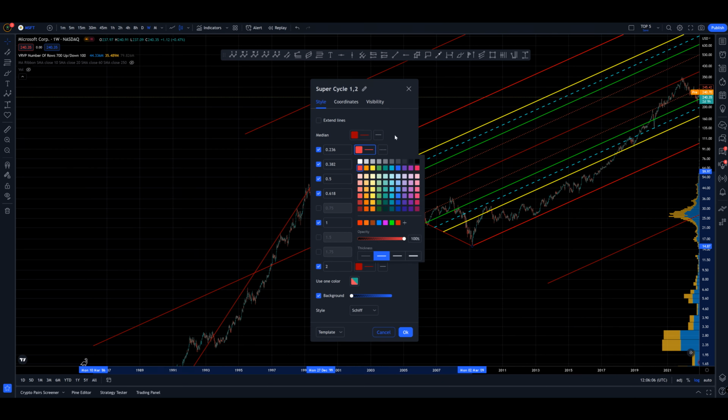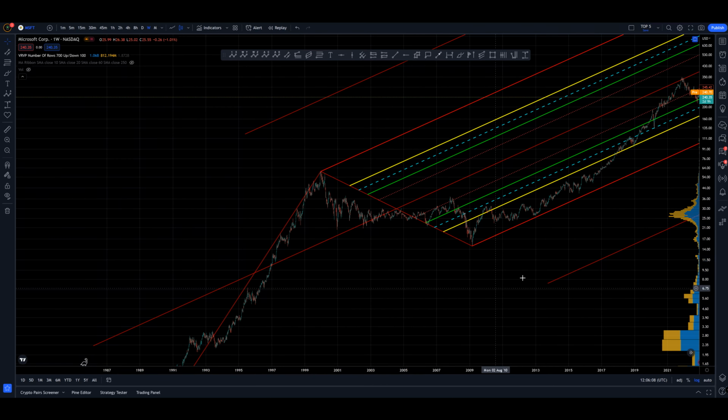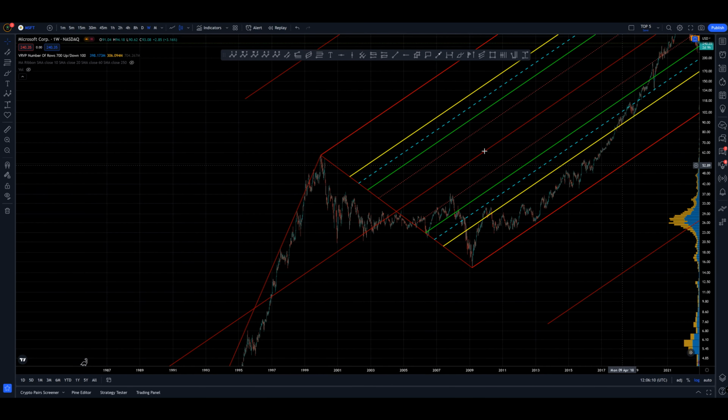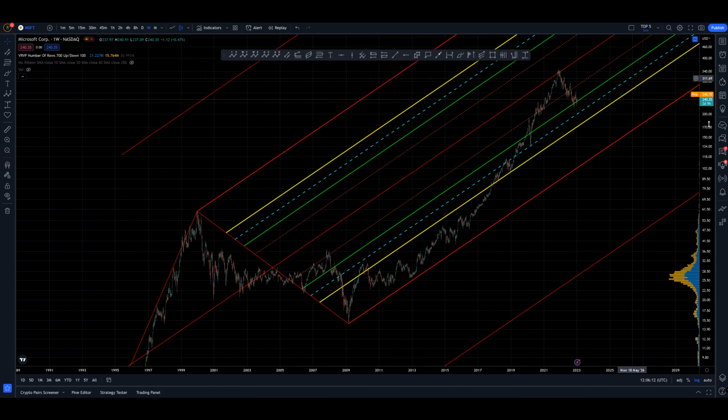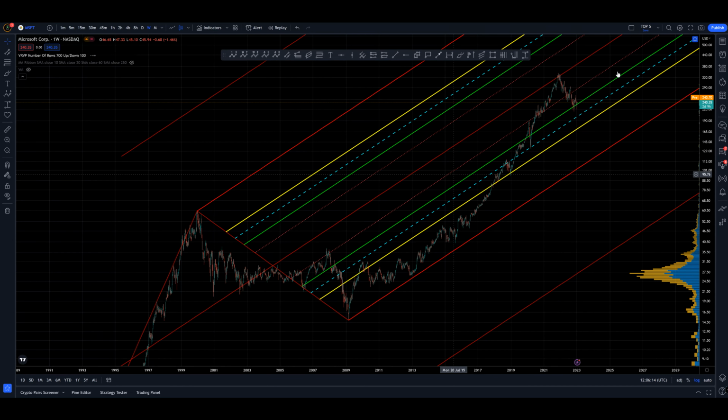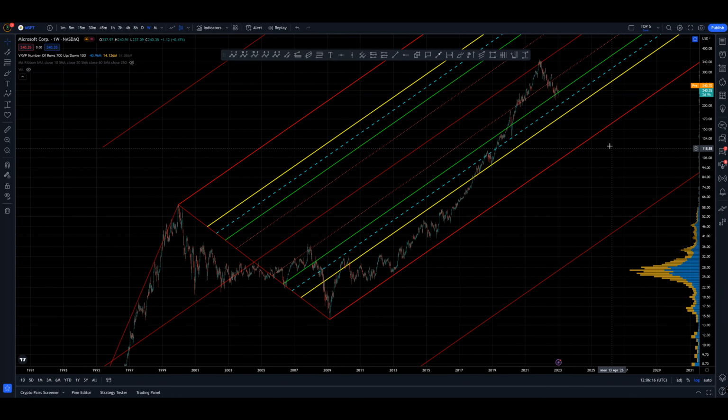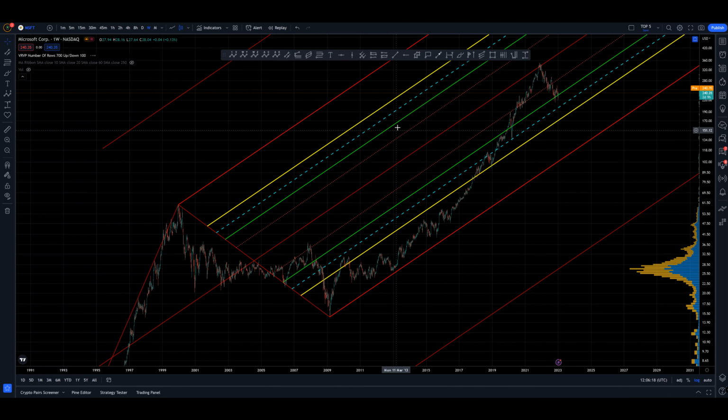Changes my little red spotted line. Okay, so it gives us a little bit more subdivision, or well, not subdivision. What am I talking about? More of a fractal nature to the pitchfork. What I find interesting here is how we've just tagged the median line, right? Since 2009, the GFC, we've come up to the median line.